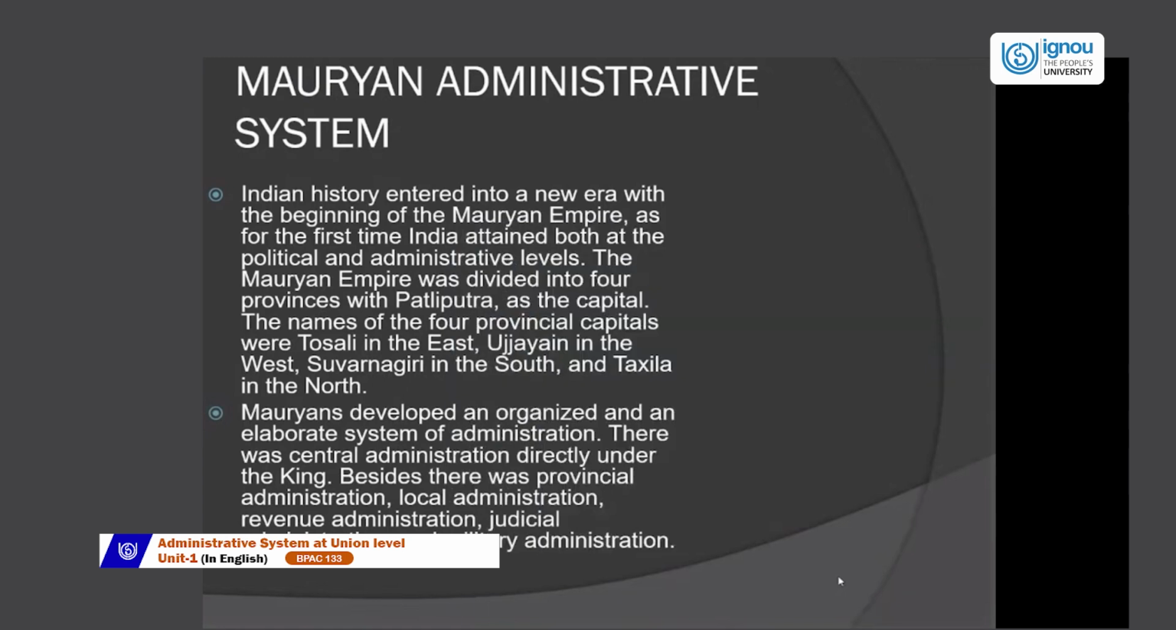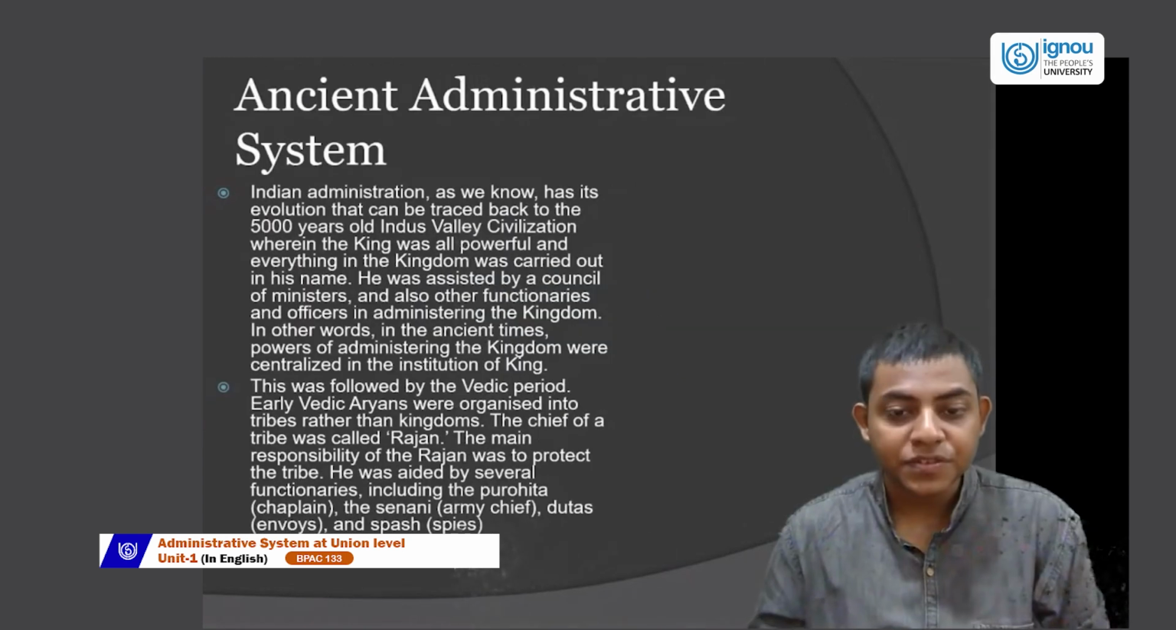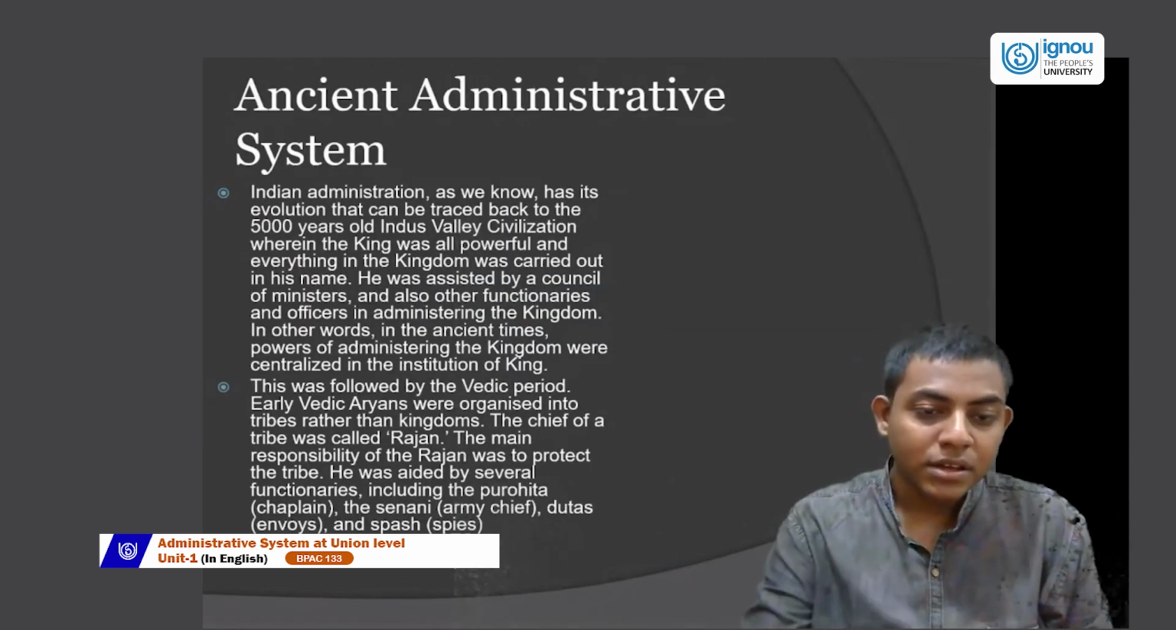After this came the Vedic period. The early Vedic Aryans were organized into tribes rather than kingdoms. The chief of a tribe was called Rajan. The main responsibility of the Rajan was to protect the tribe. The Rajan was aided by several functionaries as well, including the Purohit, the Senani or the army chief, the Dutas or the envoys, and the Spash or the spies. So this was during the Vedic period.